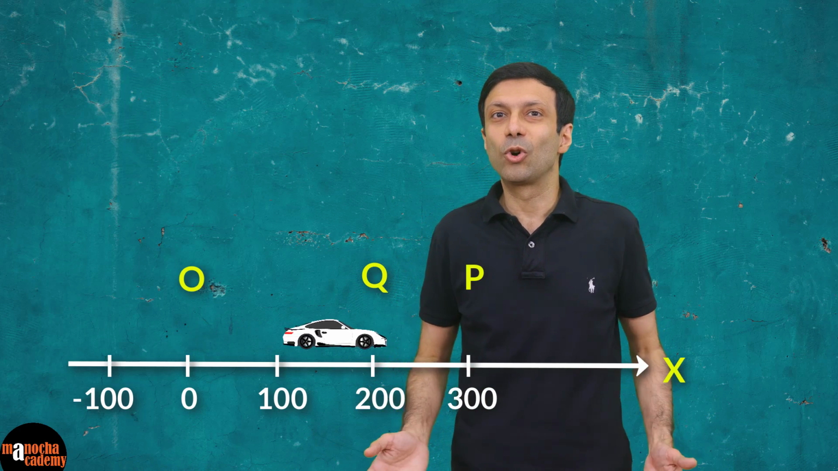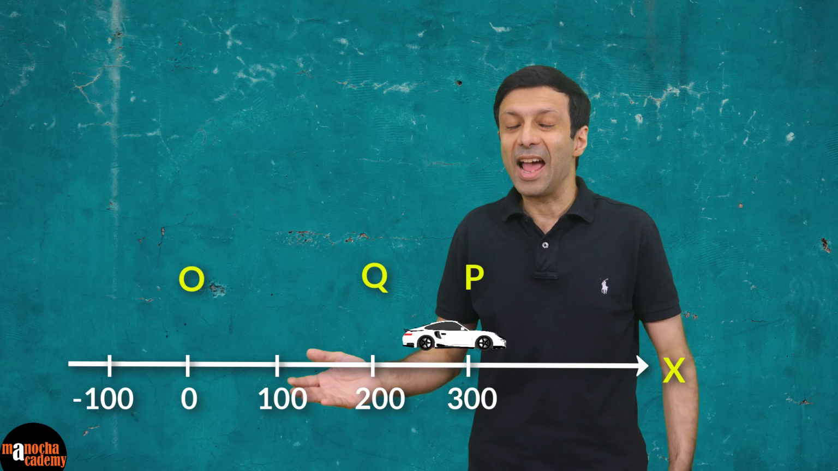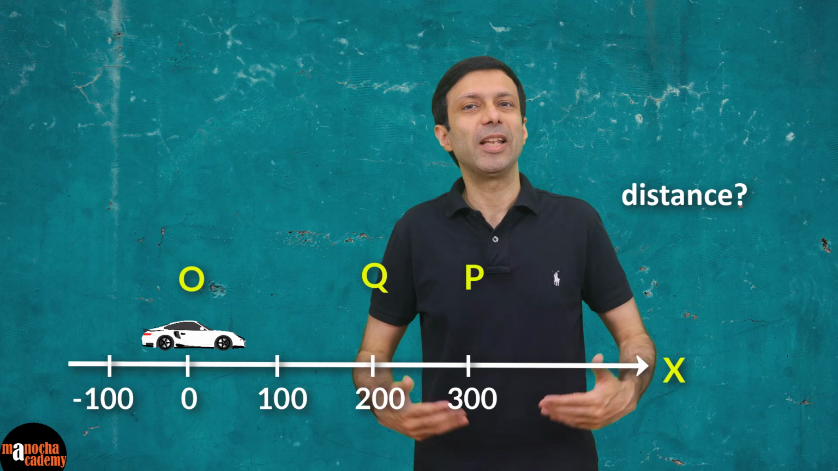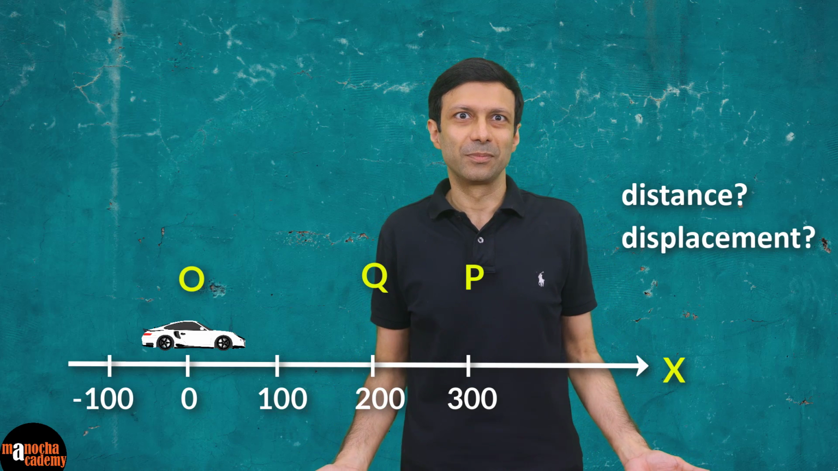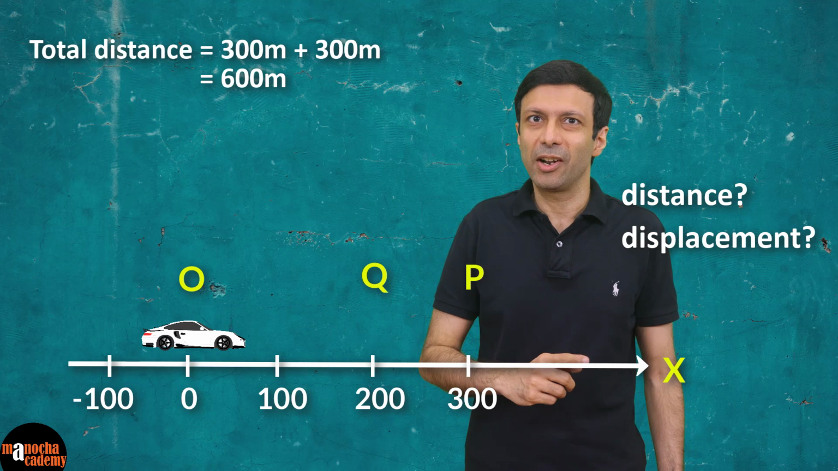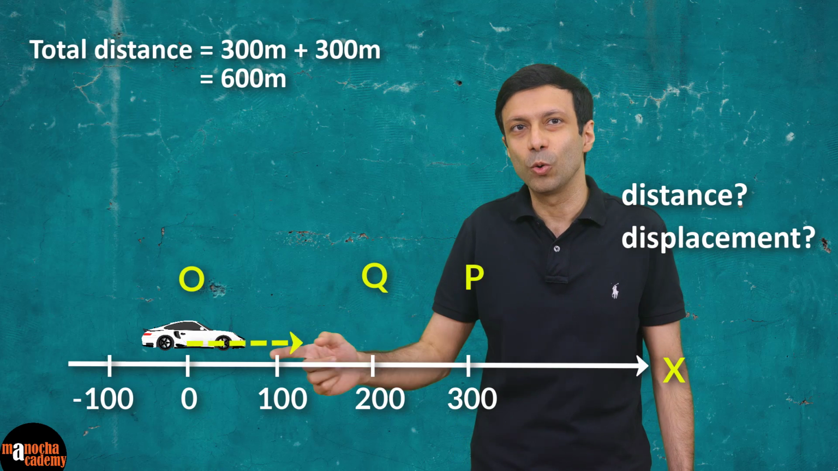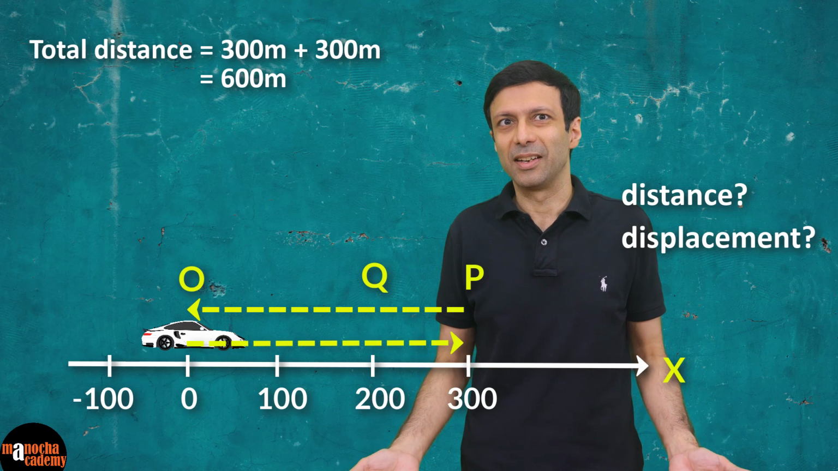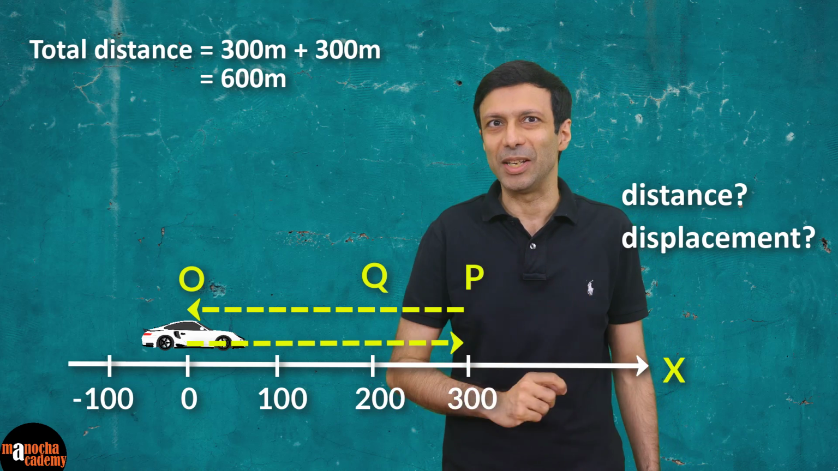Now let's say the car goes from O to P and then comes back to O. What is the distance traveled and the displacement of the car in this case? The total distance traveled is 300 meters plus 300 meters because it goes from O to P and back to O. So the total is 600 meters. Distance traveled is 600 meters here.